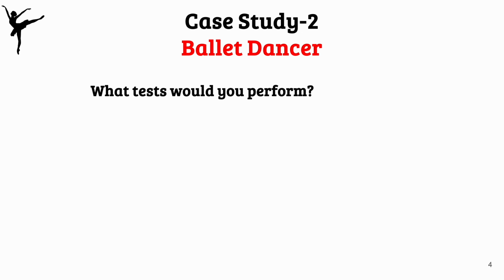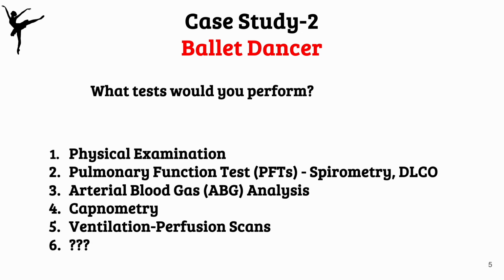All right, so let's see. What tests would you perform first? First, for sure, you're going to do a physical examination. You have some data that she has dyspnea, difficulty breathing on inspiration, and you also saw where the pain is. For the pulmonary function test, given that she has difficulty breathing, dyspnea, and especially on inspiration, you're going to do spirometry. And you will also do DLCO, right?